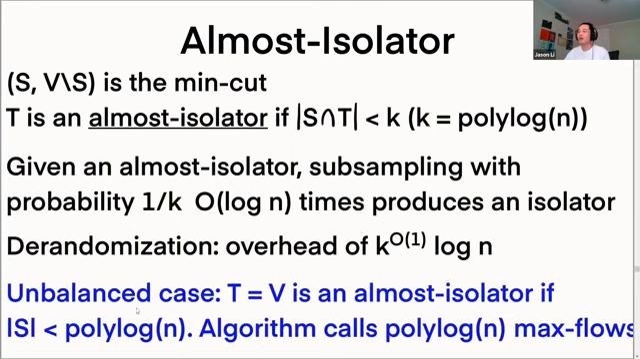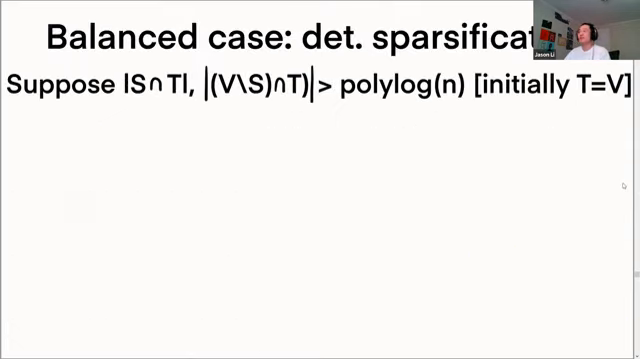So this essentially solves the unbalanced case that we've highlighted before. Suppose that the min cut has, let's say, polylog n vertices on the smaller side. Then by setting T to be the entire vertex set, this is already an almost isolator. And then we can de-randomize the subsampling procedure, and we get an algorithm that uses polylog n max flows. So this already solves the unbalanced case. The balanced case requires more work because again, we cannot de-randomize very small sampling probabilities. So in this case, let's suppose that we are in the balanced case, so that both sides of the min cut have more than polylog n vertices. And for simplicity for this talk, let's assume that T is just the original vertex set.